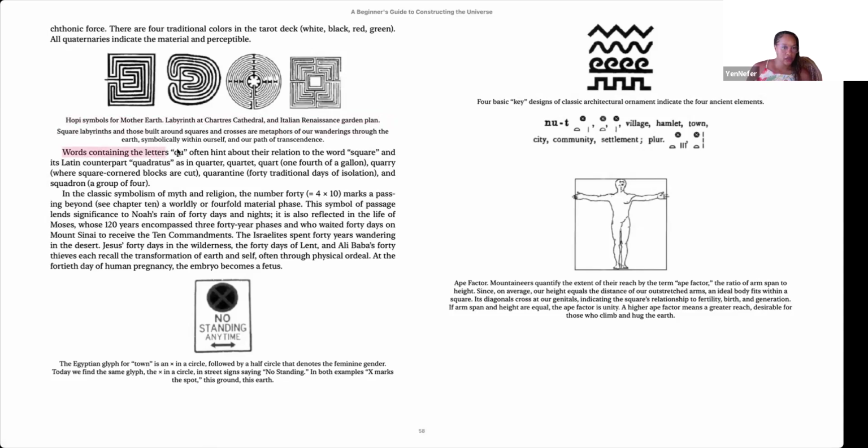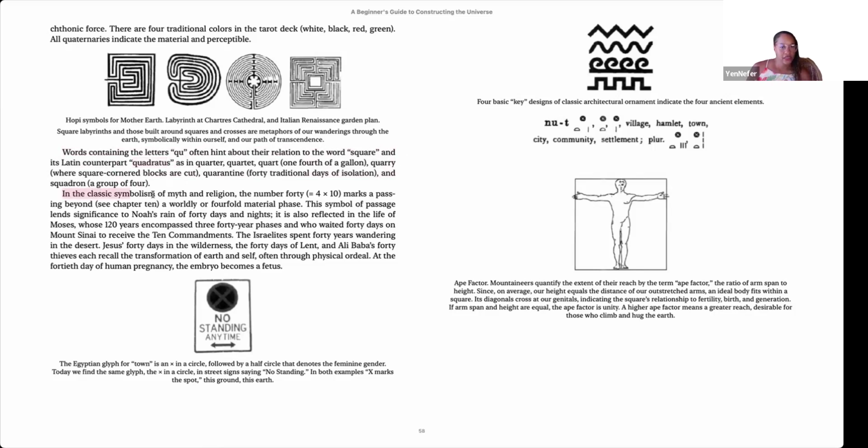Words containing the letter Q often hint at their relation to the word square and its Latin counterpart, quadratus, as in quarter, quartet, quart, 1/4 of a gallon, quarry, where square-cornered blocks are cut, quarantine, 40 traditional days of isolation, and squadron, a group of four.